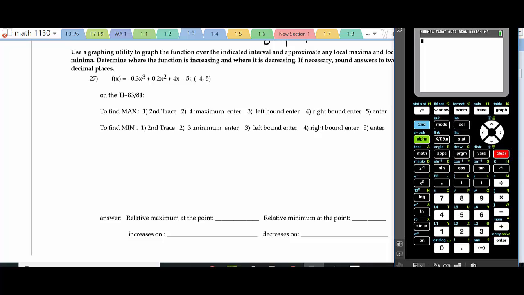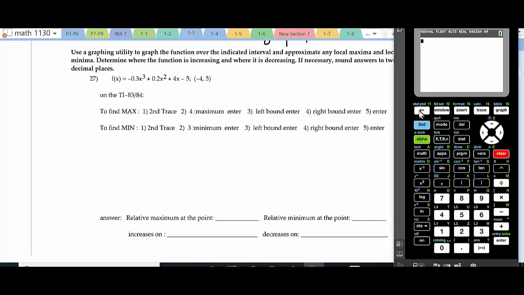Graphing calculators came out in about the 90s, the 1990s. When I started teaching, you didn't even use them as a teacher. So in the 90s is when they started coming out. What we're going to do on this is graph this on this interval, and I'm just going to show you how to find a max and min.